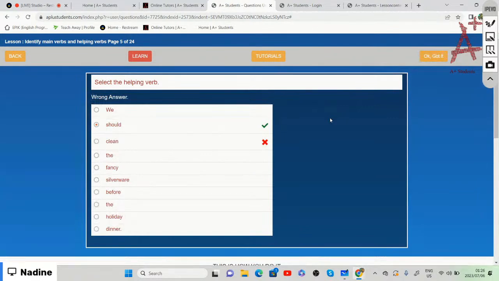All right, so what we did was we chose the main verb, right? And the instruction was to select the helping verb, right? So by me choosing the incorrect verb is just an indication that whenever you do make a mistake, you can always go back. Like you see, the helping verb is actually should, right? Because it assists the main verb, which is clean.